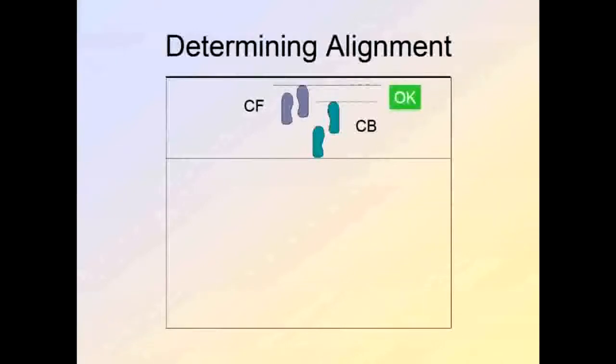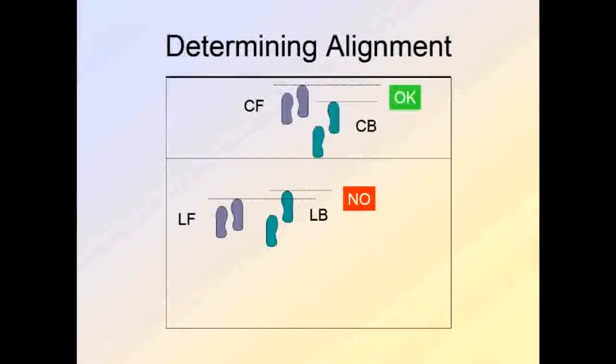So now that we know where the players should be out on the court, let's identify and determine if an alignment is appropriate. In this photograph, you will see that the center front is closer to the center line than the center back, and they would be okay. If you look at the left front and the left back, you will see that the left back's foot is in front of the left front, and therefore this would be an illegal alignment.